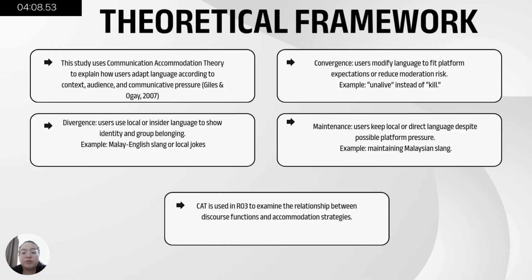This study uses communication accommodation theory, or CAT. According to Giles and Ogay 2007, CAT explains how people adapt language based on context, audience, and communication pressure. There are three strategies. Convergence means users adapt language to fit platform expectations, such as using "unalive". Divergence means users use local or insider language to show identity, such as Malay-English slang. Maintenance means users keep local language despite platform pressure. CAT is used in Objective 3.